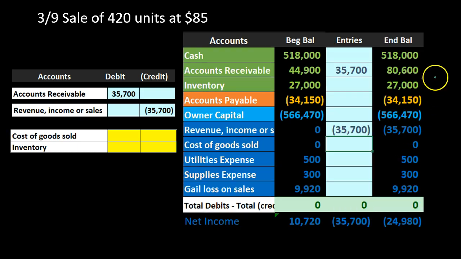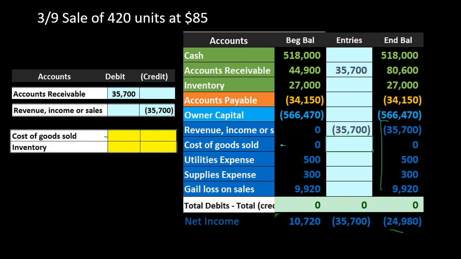If we see the full accounts then, here's where we started. Here's our journal entries. Here's where we ended up. We can see that, of course, the accounts receivable went up and revenue went up, bringing net income up. Net income is calculated as this revenue, $35,700, minus these expenses, $500, $300, $900, $9,920, giving us net income, not a loss, of $27,980. Now note this amount is totally off because we do not record at this point cost of goods sold.